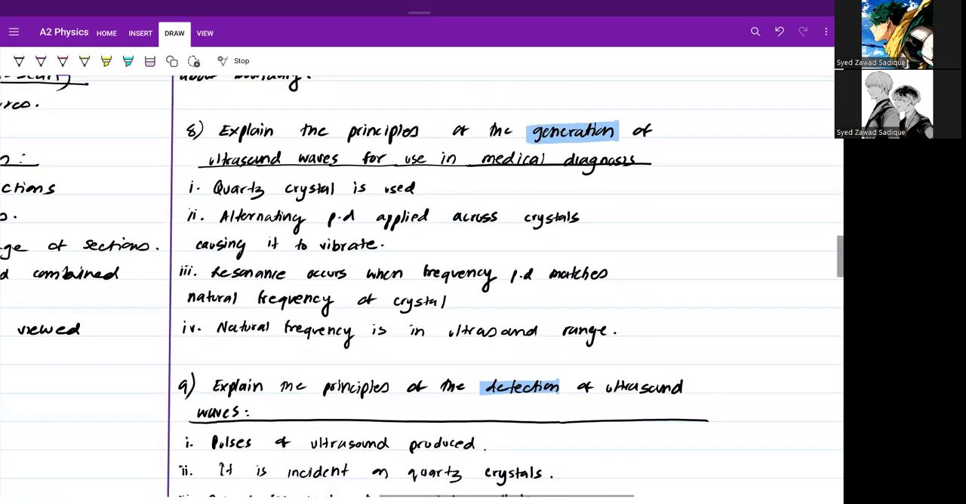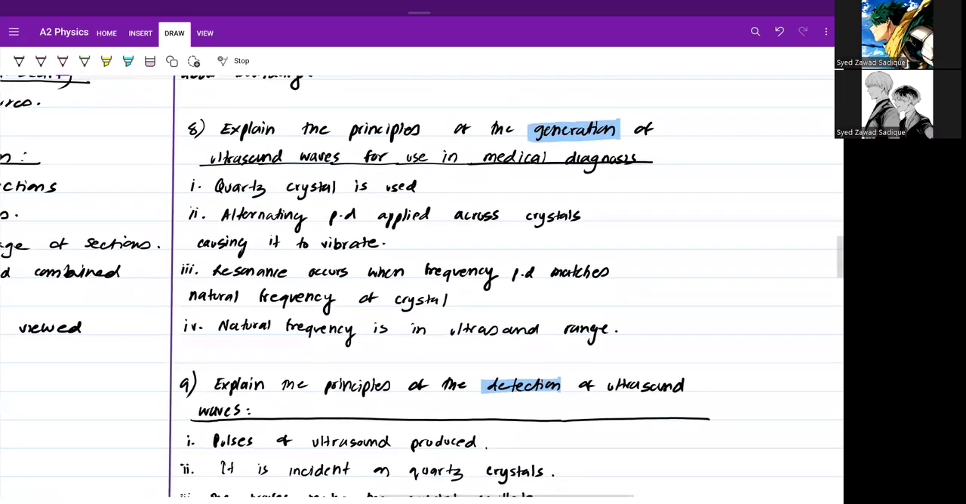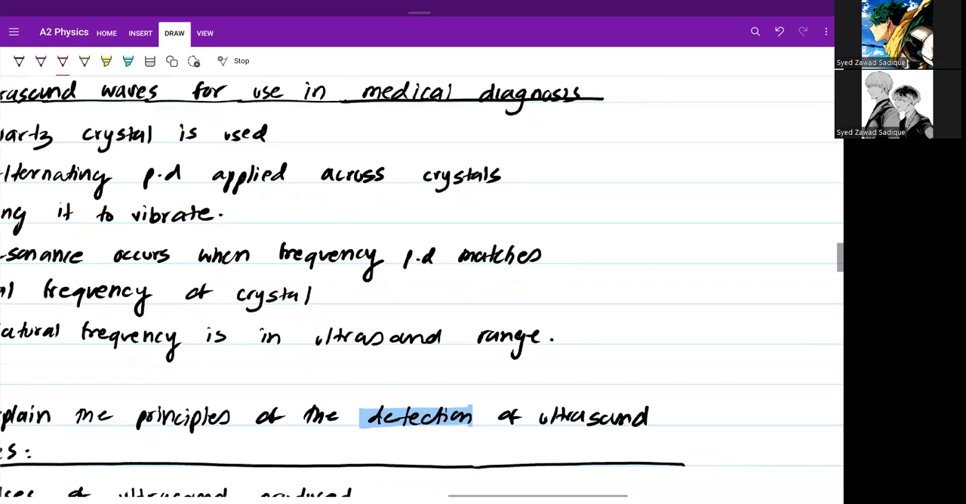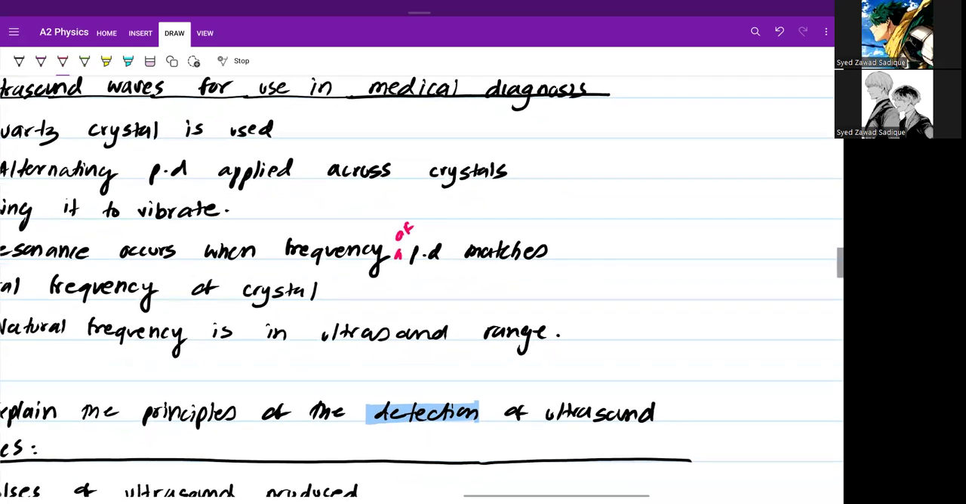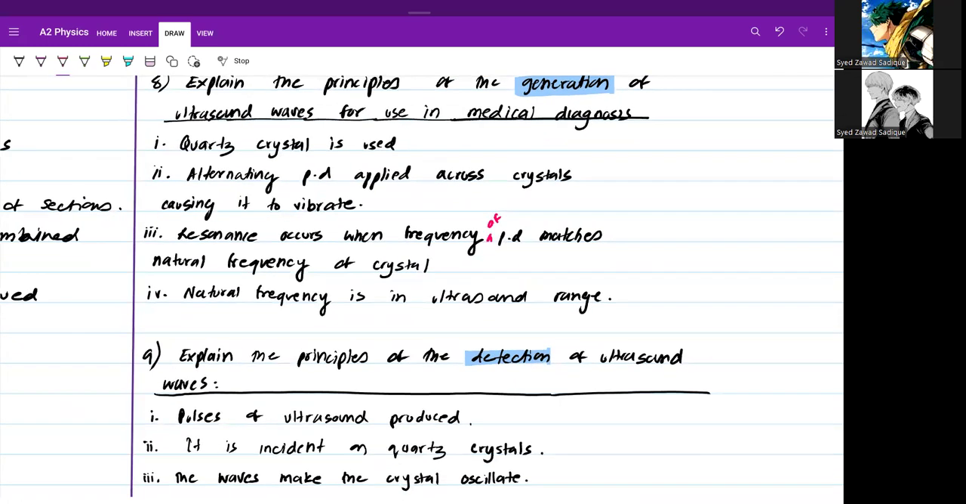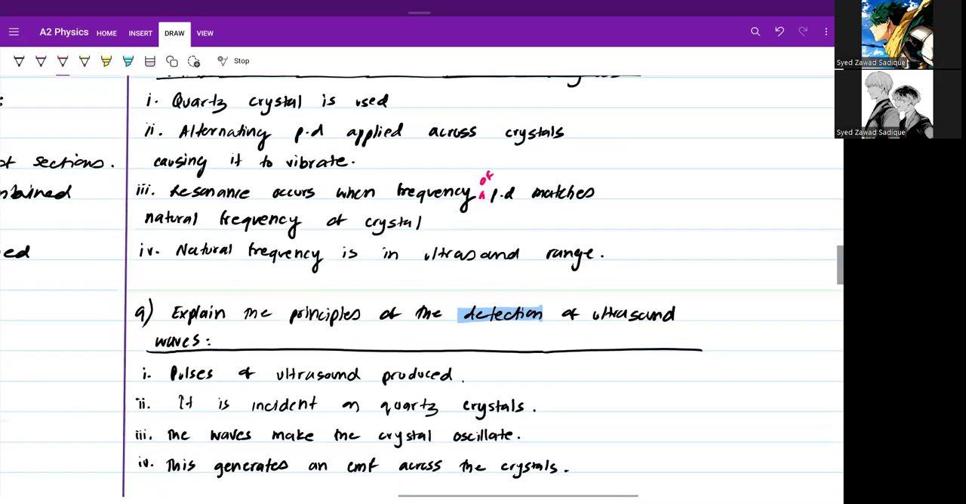Explain the principles of the generation of ultrasound waves for use in medical diagnosis. Quartz crystal is used, alternating PD applied across crystals, causing it to vibrate. Resonance occurs when frequency of potential difference matches natural frequency of crystal. Natural frequency is in the ultrasound range.